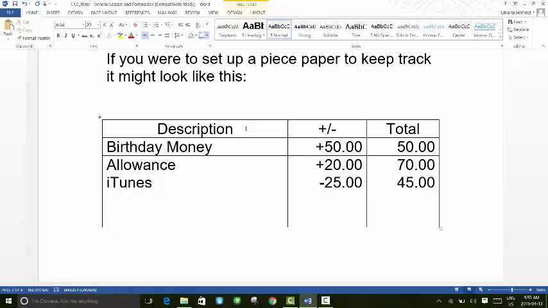Let's say then that maybe your brother owed you some money and he paid you back. So I might put in a little bit of note just to keep track. Let's say that it was for a whopping $10. Hey, every little bit helps. So then we would understand that our new balance is $55.